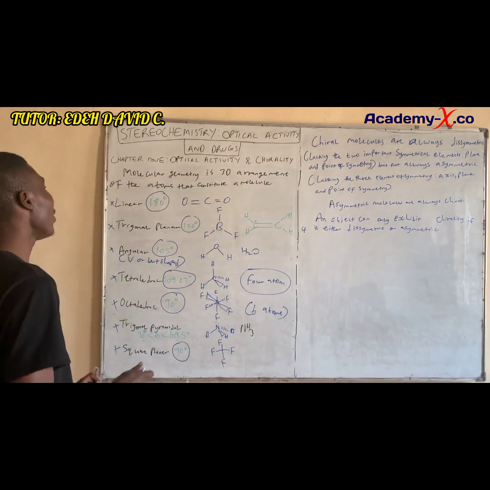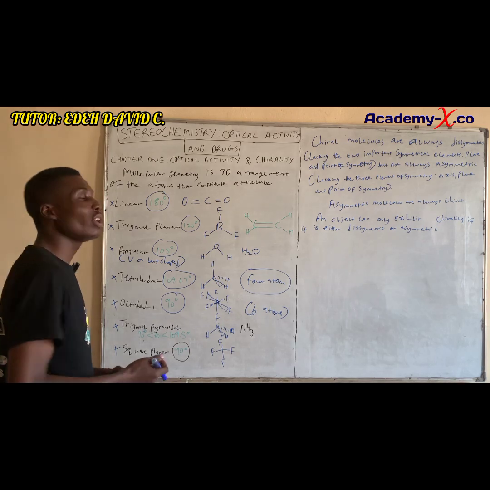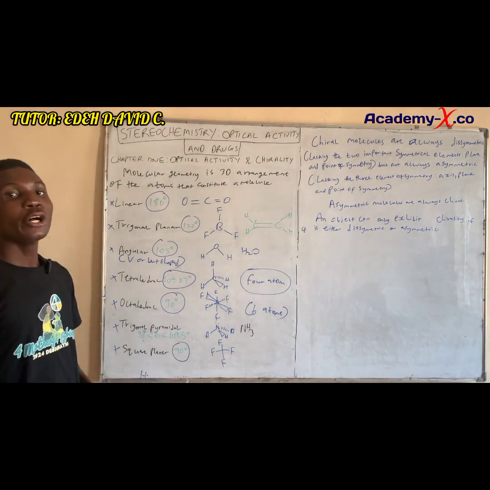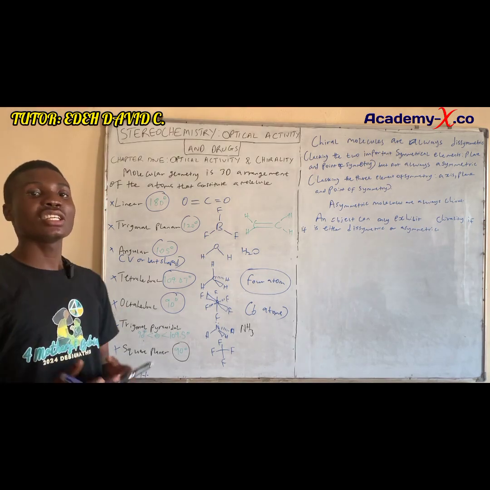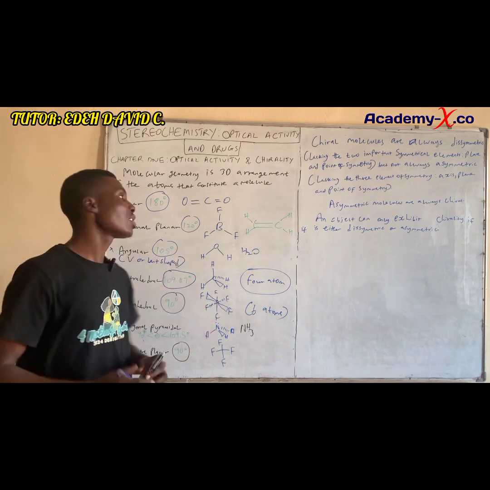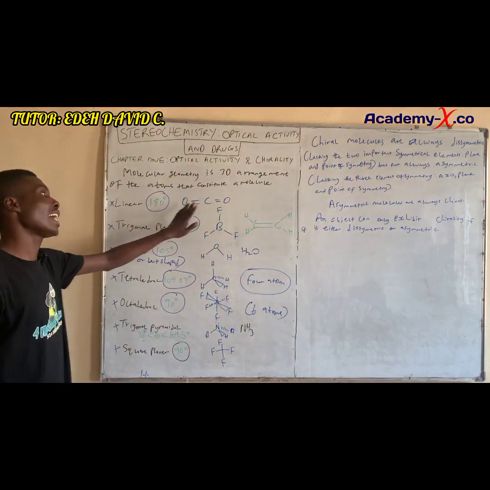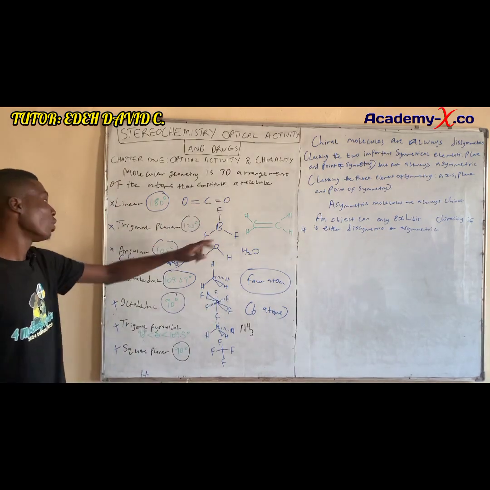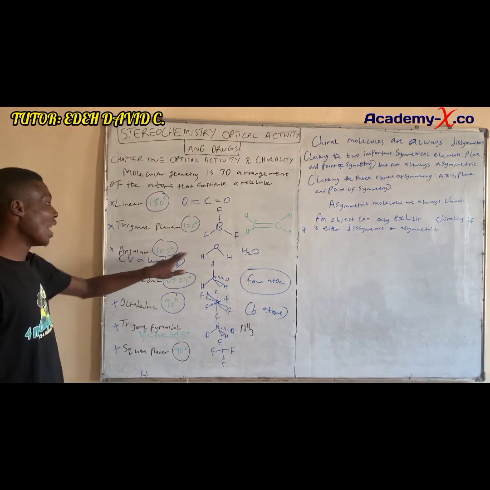Now you have realized that of all of these things, we have geometry that's actually planar geometry. What is planar geometry? Planar geometry is where you have all the bonds on the same plane. An example is linear. Linear is on the same plane. Trigonal planar on the same plane. Angular on the same plane.